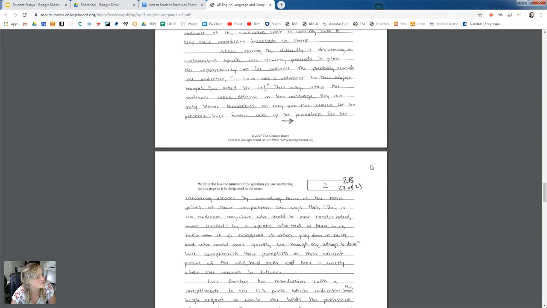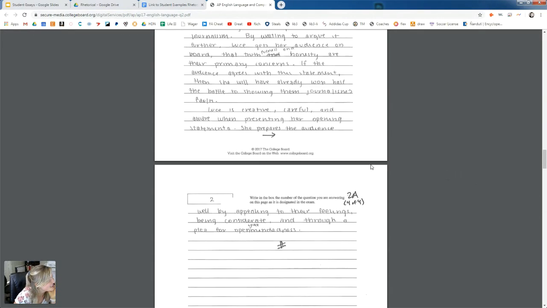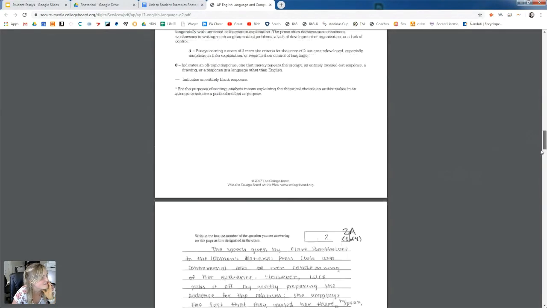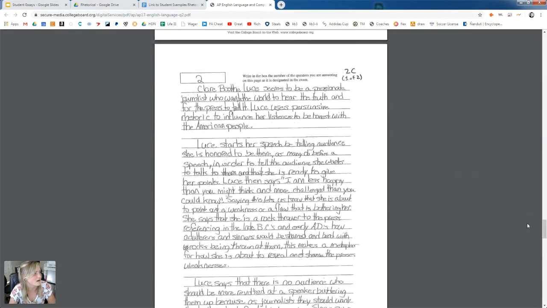So let's do one with good handwriting, please. Not to criticize anybody's handwriting. My handwriting really sucks. Like, I couldn't even read my handwriting. Let's do this one. Okay.